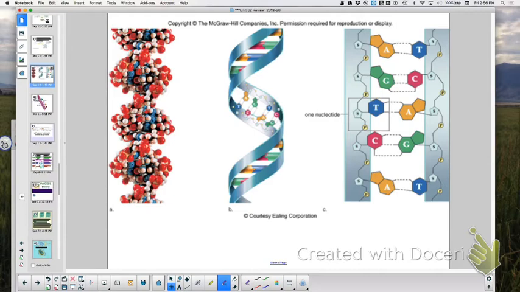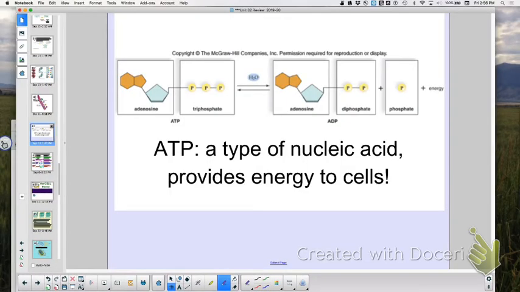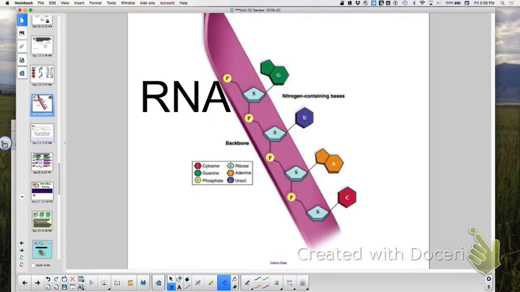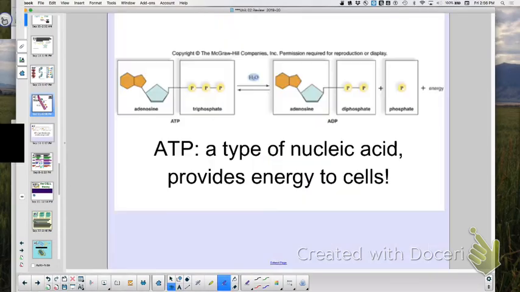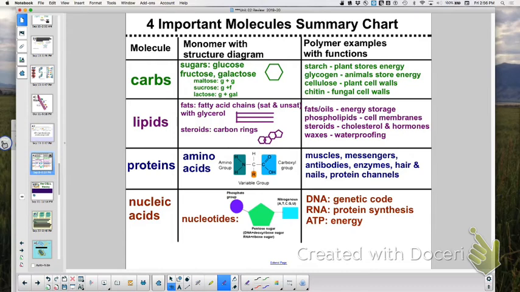And then, oh, here's some RNA for you. And then ATP right here. Adenosine triphosphate. That's also a form of a nucleic acid. And then we have this chart right here, the summary chart that we have.